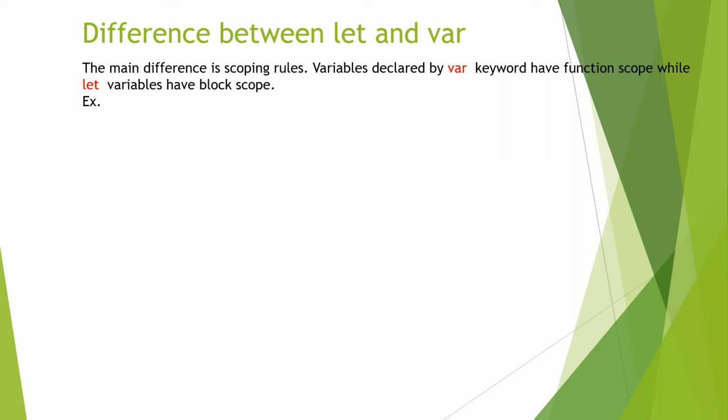Now let's see the difference between let and var. The main difference between let and var is the scoping rules. When we declare a variable using the var keyword, it has function scope, and when we declare a variable using the let keyword, it has block scope. Let's understand by example.